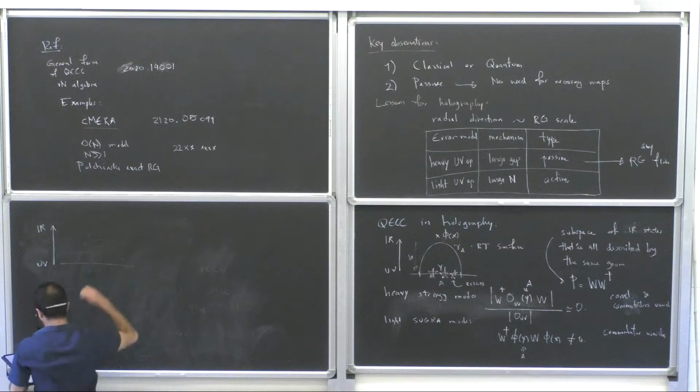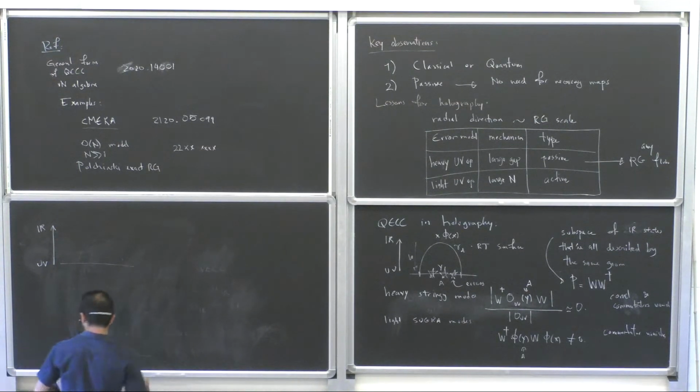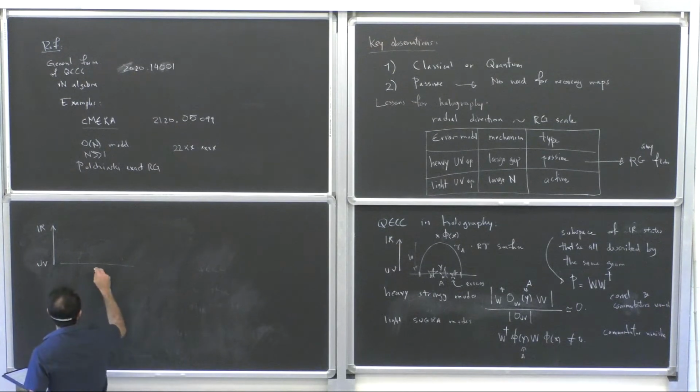Here is the infrared state. There are isometries that take you between different scales. These isometries are the isometries of, for example, MERA, right? The unitaries, disentanglers, and the coarse graining isometries. Both of them are isometries. So here's the region A.